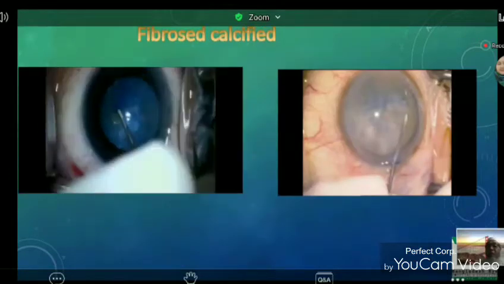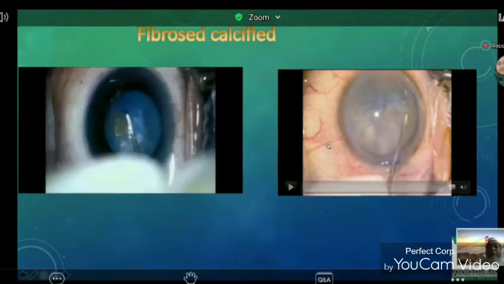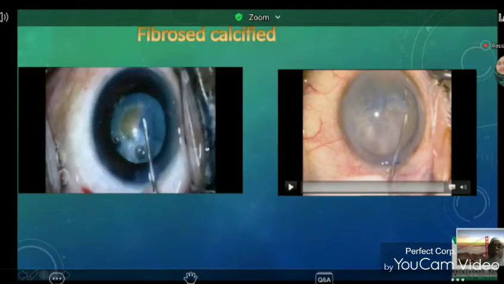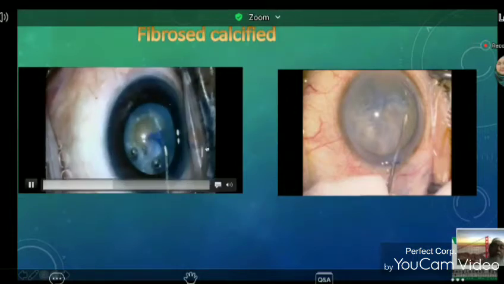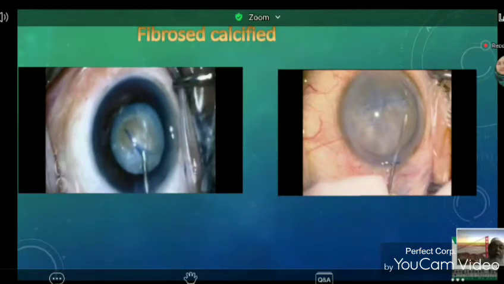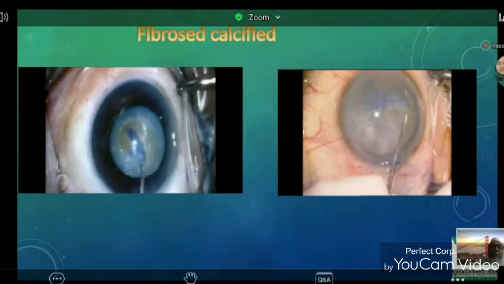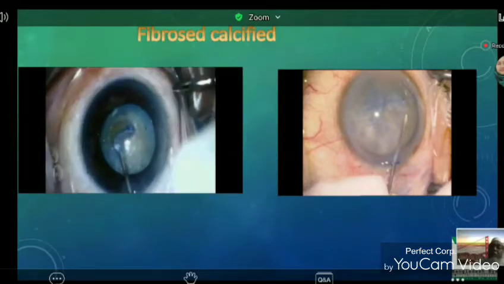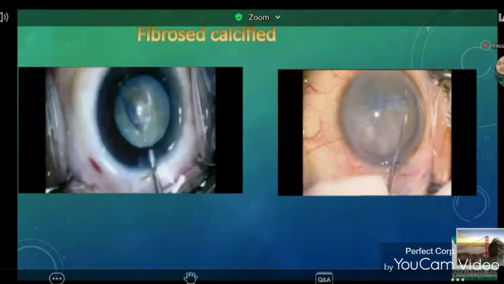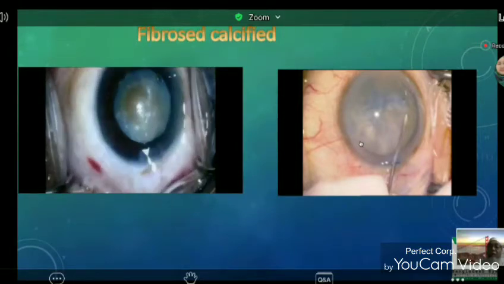Another problem that occurs during rexis is the fibrous capsule. In case of fibrous capsule, we can do the rexis in a different way. We should be careful, and in these cases, some may require the use of scissors. By using scissors, we can complete the rexis also in fibrous capsule cases.